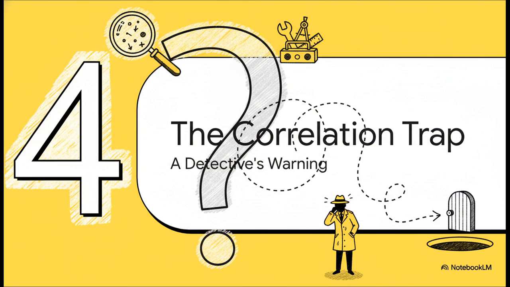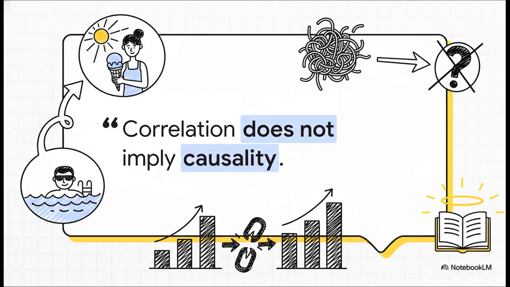Case closed, right? Well, not so fast. There's one final twist in our story, a classic trap that even the best data detectives can fall into. And here it is. This is the single most important rule in our entire investigation. It's the golden rule of data analysis, so listen close. Correlation does not imply causality. Just because 2 things are related, it does not mean one is causing the other to happen.